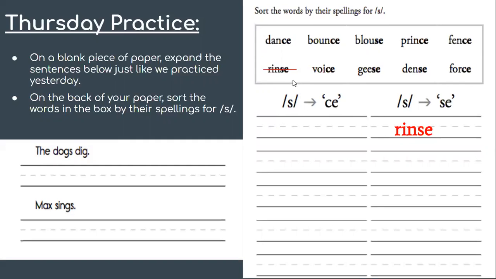And Miss Graham did this one for you already. She did the word rinse. Rinse is spelled with an S-E. So it's going to go over here in the S-E column. So go ahead and sort out the rest of these words.